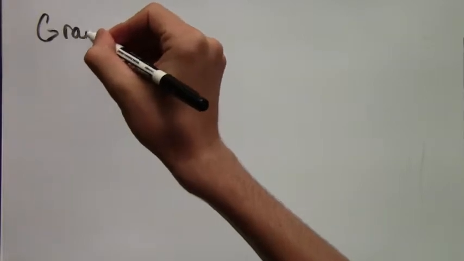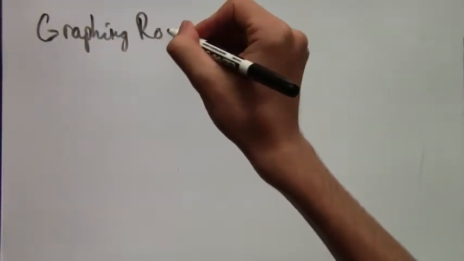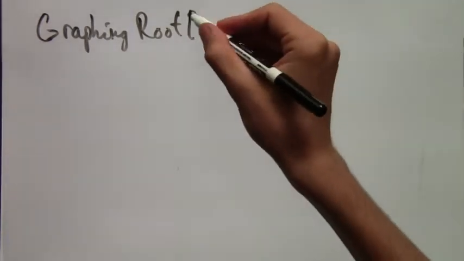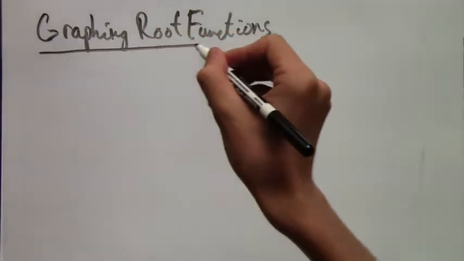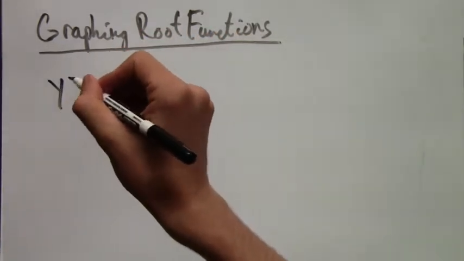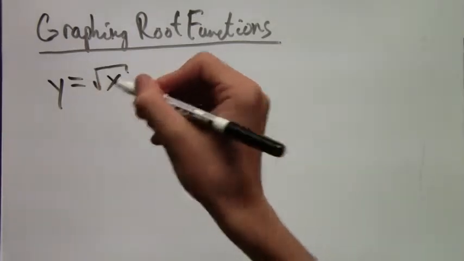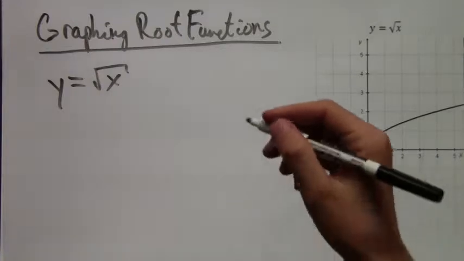In this video lesson, we are going to talk about how to graph root functions. So, what are the basic concepts of root functions? Well, they're functions that have a square root with an x inside. So, for example, y equals root x is the simplest you can get. And this is just what its graph looks like.